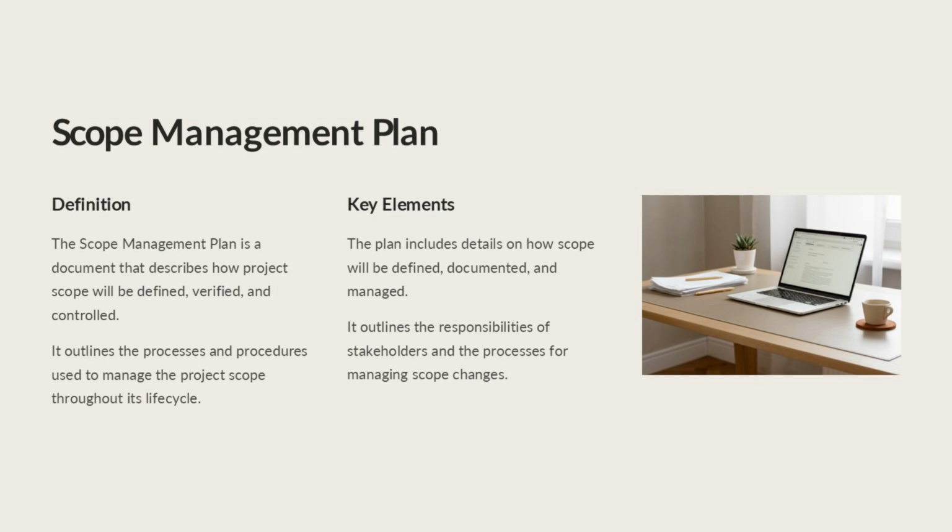It describes the processes and procedures we'll use to manage the project scope throughout its lifecycle. The plan includes details on how we'll define, document, and manage the scope, as well as the responsibilities of stakeholders and the processes for managing scope changes. Having a clear scope management plan is critical to ensuring we deliver the project successfully and meet the needs of our stakeholders. Let's review the key elements of the plan in more detail.